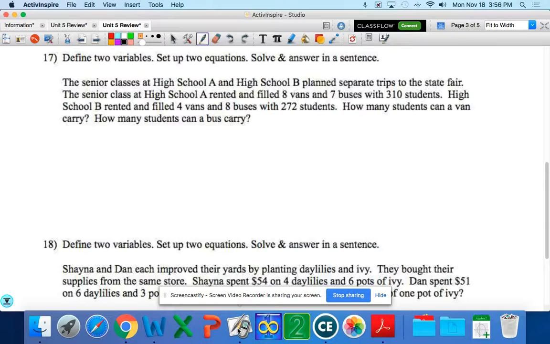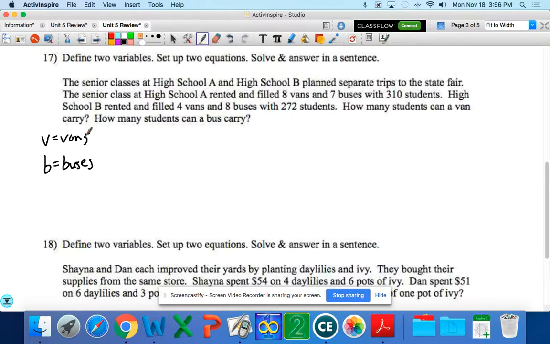Senior class for high school A rented and filled 8 vans and 7 buses with 310 students, but high school B rented 4 vans and 8 buses with 272 students, okay? And then it says how many students can a van carry and a bus carry, so we actually have to solve these out. So first, you should always identify some variables. I'm going to let V equal vans and B equal buses.